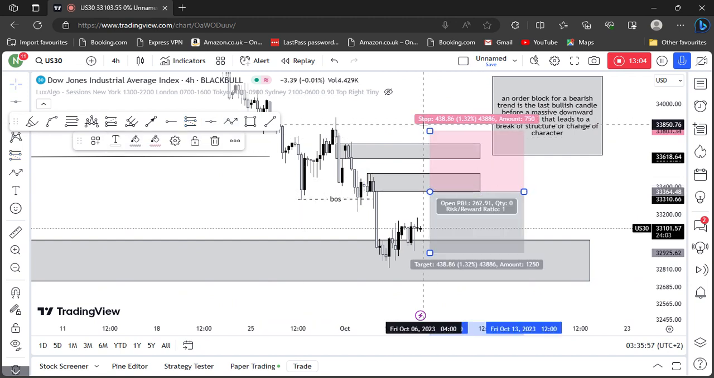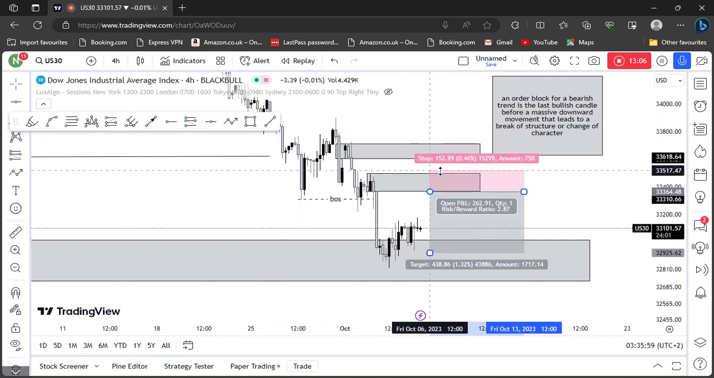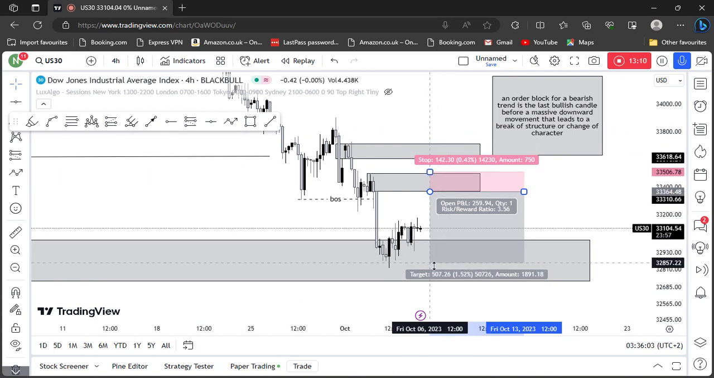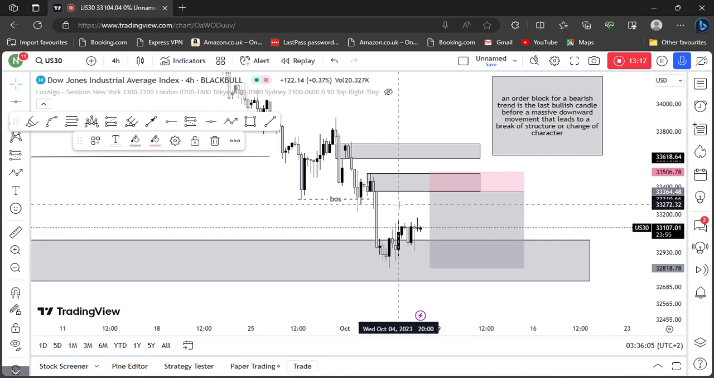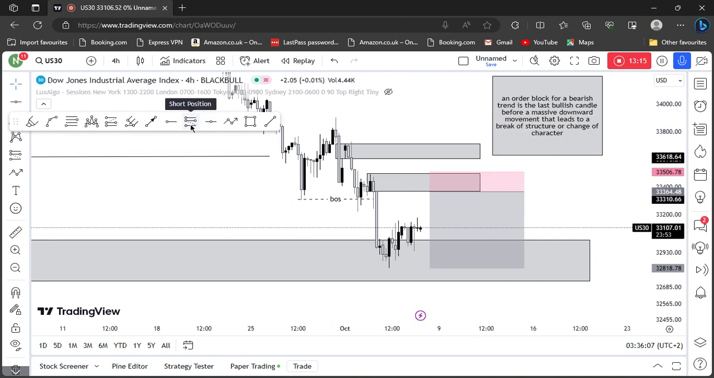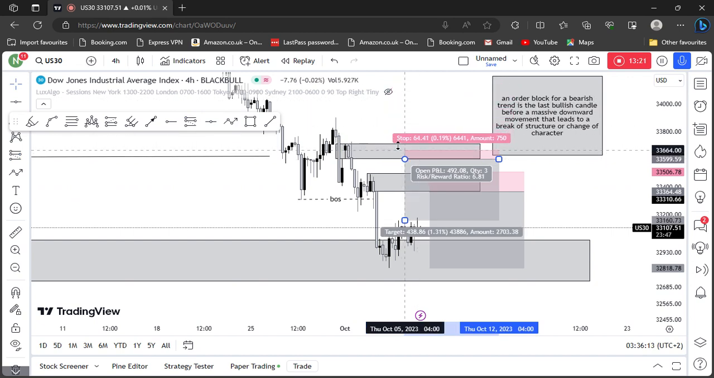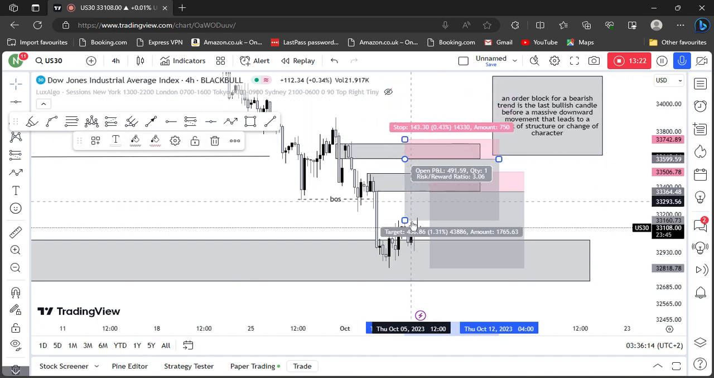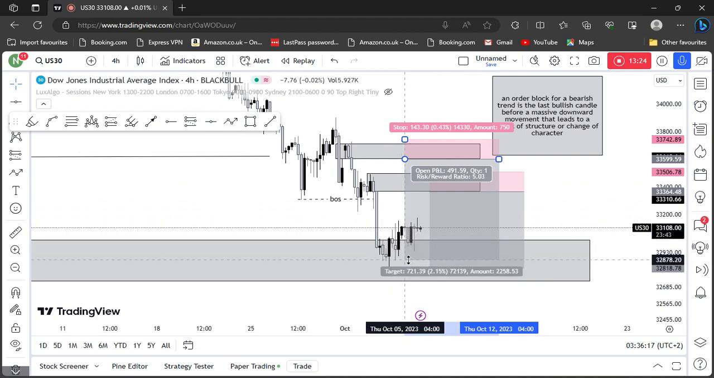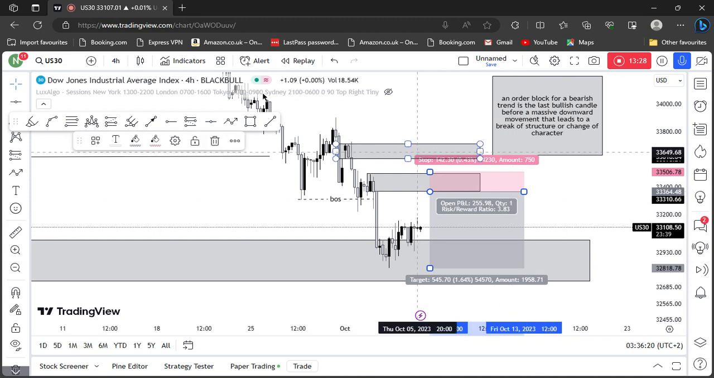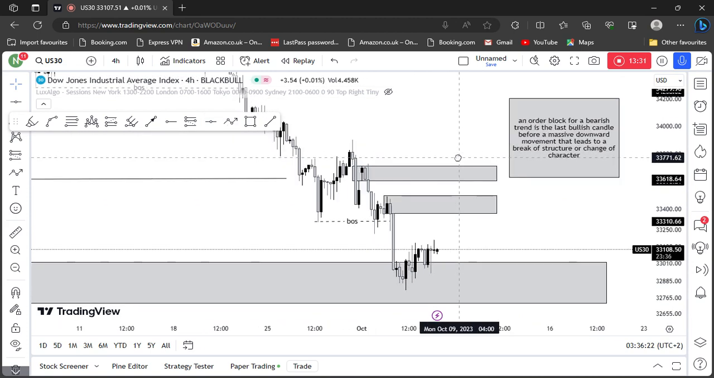I'll put my sell limits there, put my stop loss slightly above the order block, and my TP at my previous low. If it doesn't respect that area, then I put another sell limit here, put my stop loss slightly above the order block and my TP at the low, right? That's what I want to do for next week.